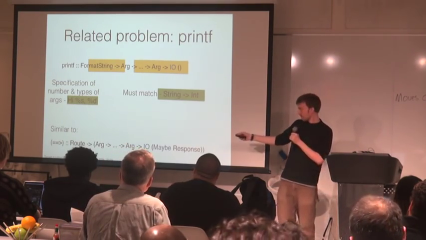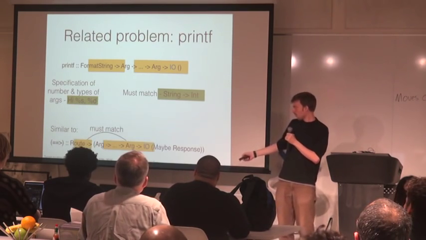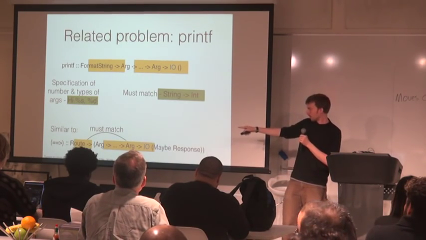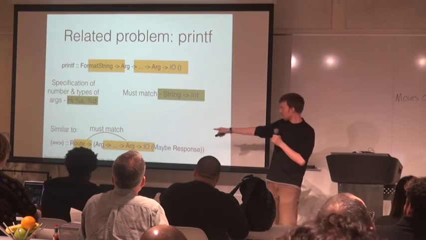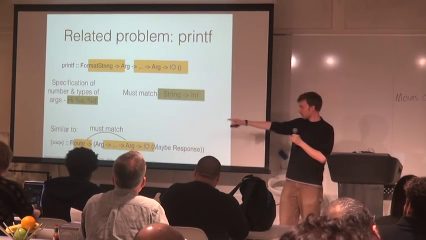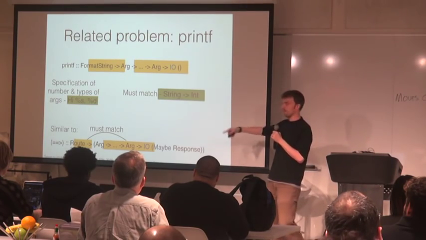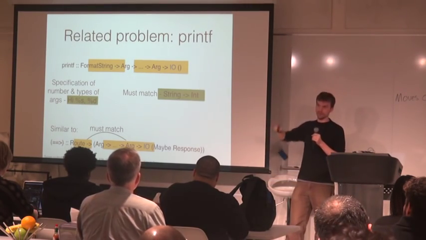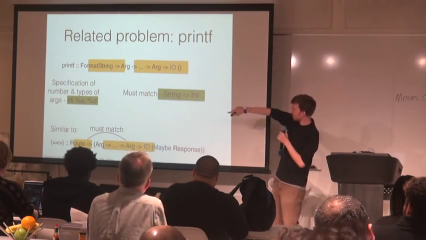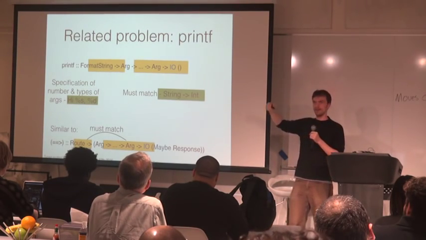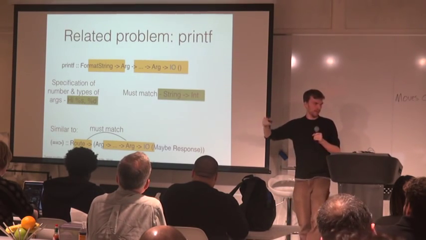And that's similar to what's happening with this routing function, where the pattern has to match the number of arguments and the types of the handler function. So you get an analogous problem where you have this format string that is supposed to impact the number of arguments that you get in the rest of it.